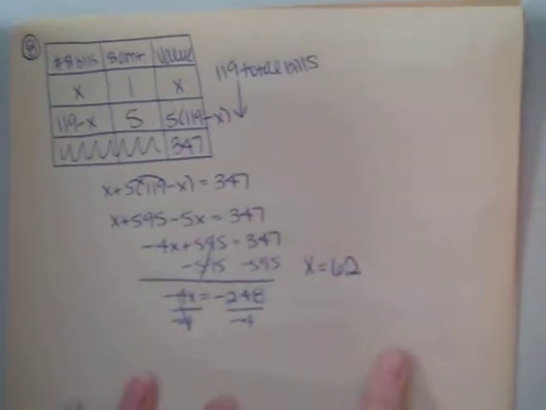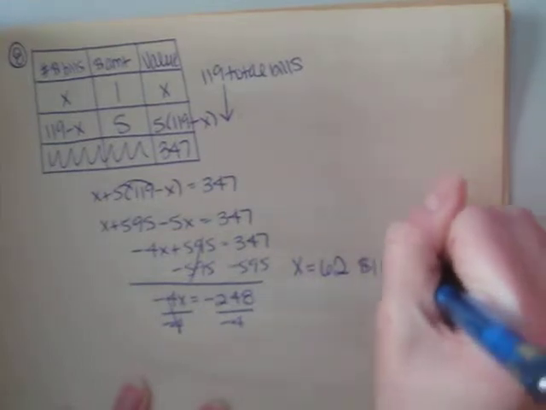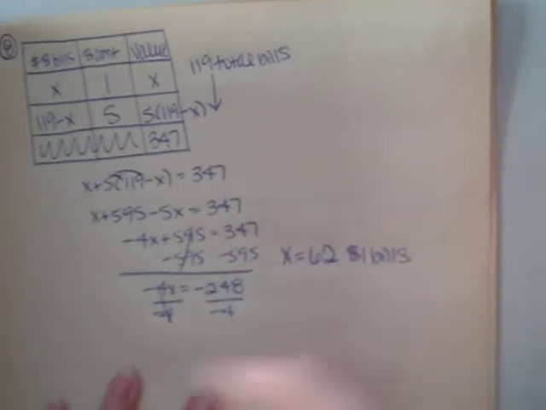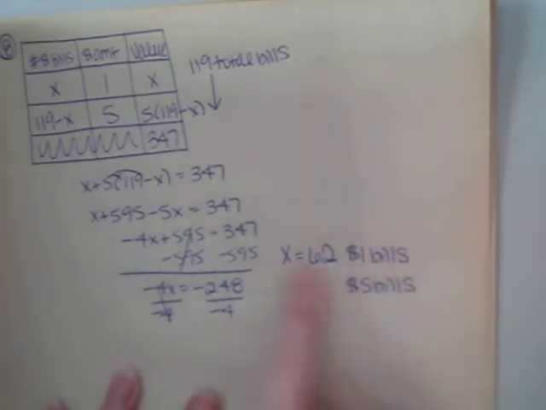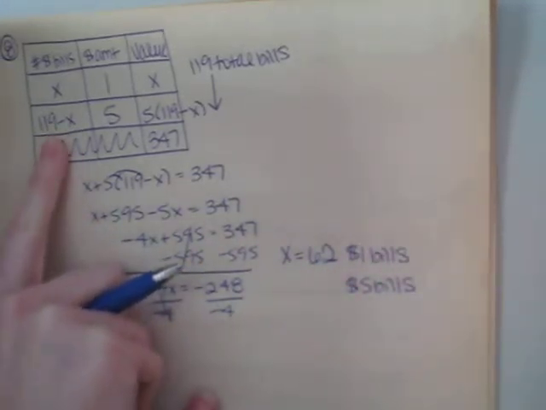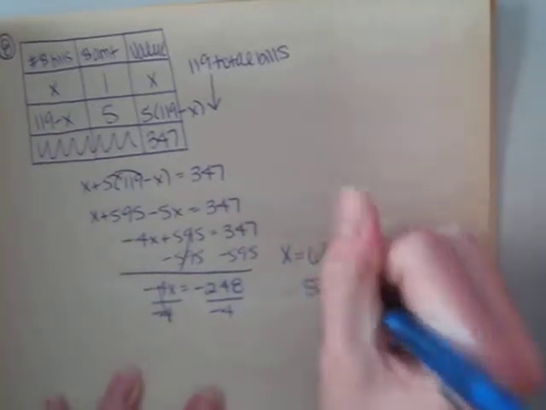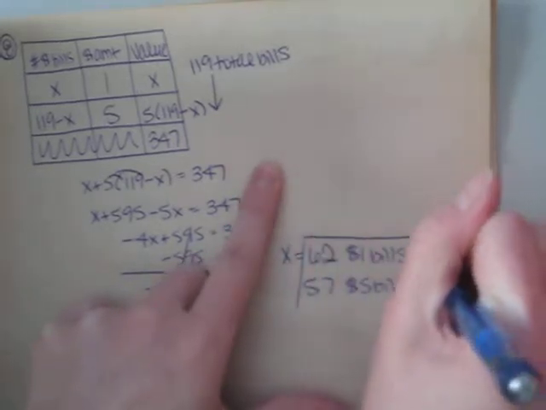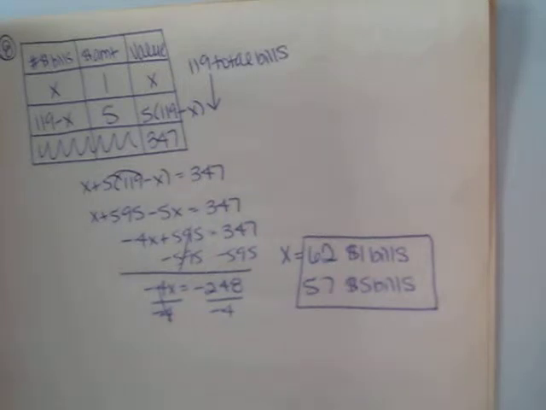So the 62 here is the dollar bills. To find the $5 bills, I take the 62, I plug it back into this variable expression, 119 minus x. So 119 minus 62 gives me 57. So I have 62 $1 bills and 57 $5 bills. And you can see that answer on slide 10 underneath question number 8.